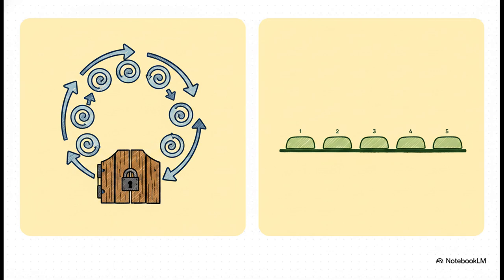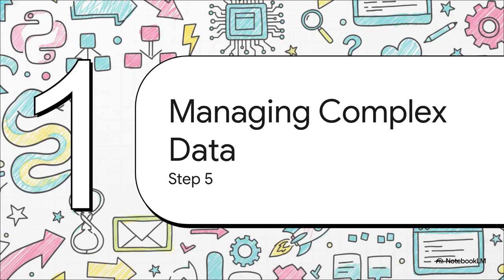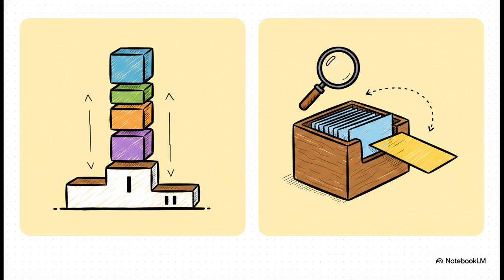Finally, let's bring it all together in Section 5, Managing Complex Data. Storing a single name in a variable, that's easy. But what happens when you need to store a name, an age, and an email for hundreds of different people, and you want to search through them instantly? That's why we use dictionaries for something like a contacts app.